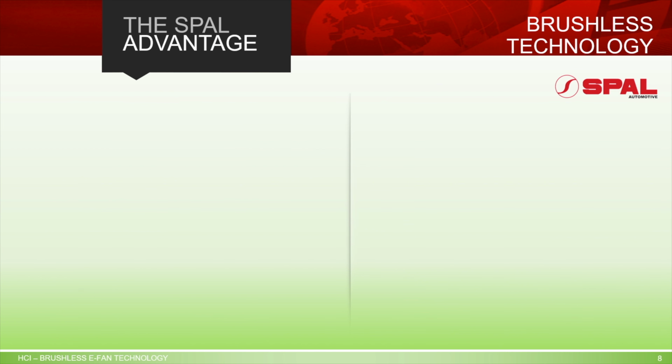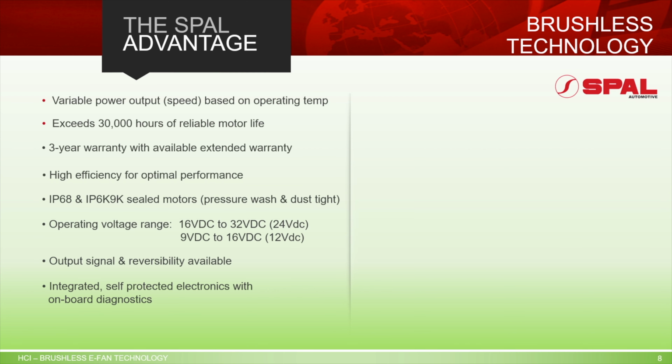Now I want to talk specifically about the features of SPAL brushless fans. SPAL offers a variety of brushless fan products, pushers, pullers, anywhere from 10-inch fans all the way up to 18-inch fans. All these fans are variable speed outputs. They generally exceed 30,000 hours, even though I've seen some fans that are rated for 40,000 hours, and that's at full speed, which these fans are hardly ever run at.